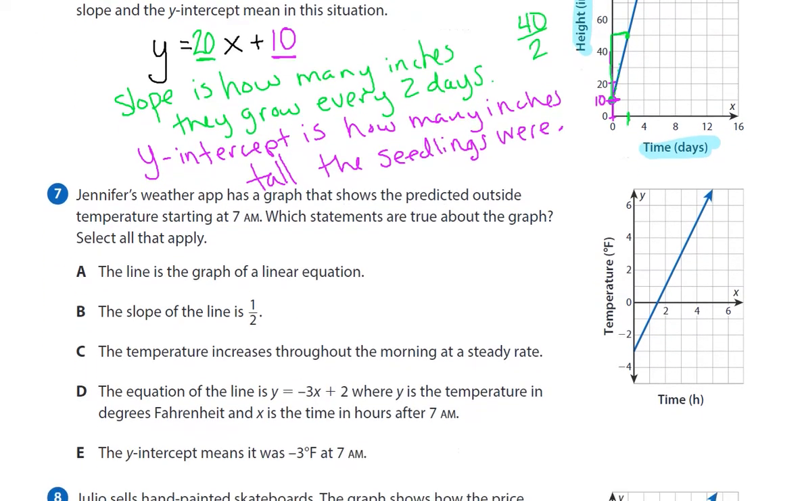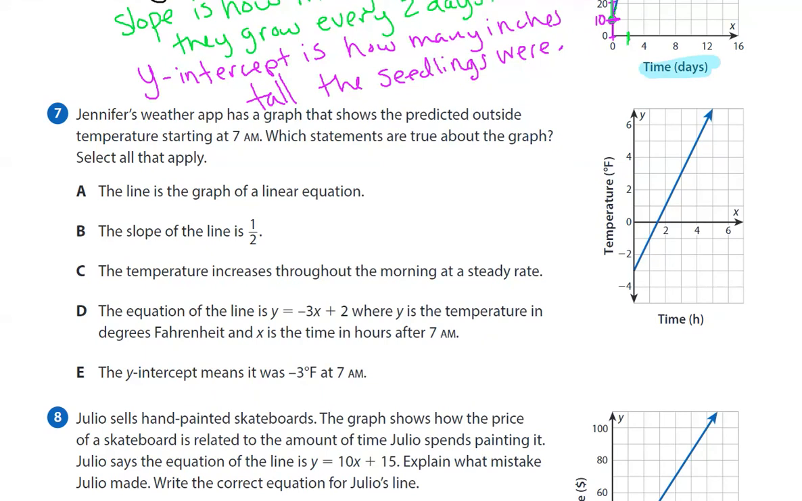That's our first line formula. Let's see if we can do another one. Jennifer's weather app has a graph that shows the predicted outside temperature starting at 7 in the morning. Which statements are true about the graph? Select all that apply. And I'll give you a hint. There are 3 that apply.